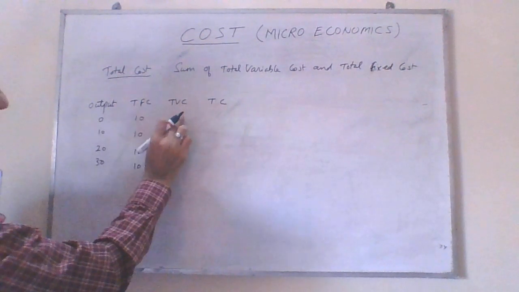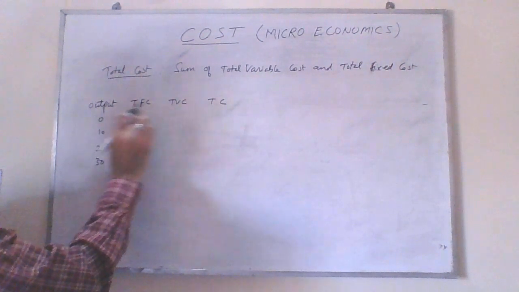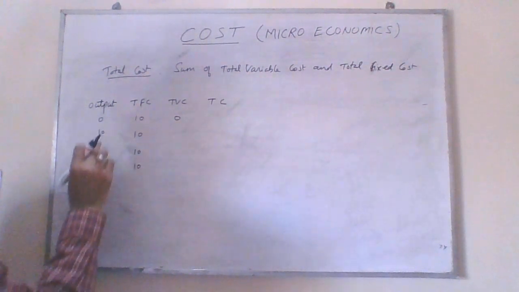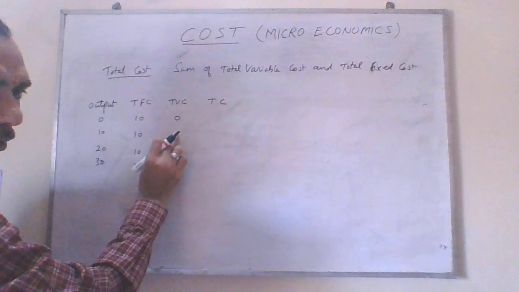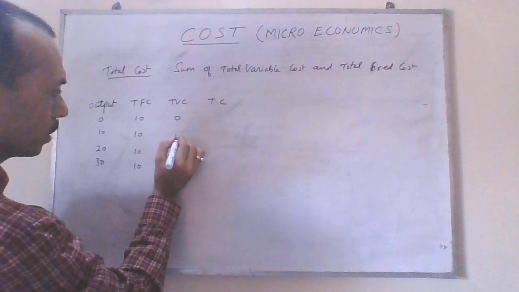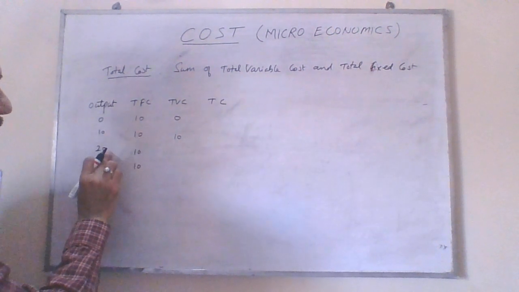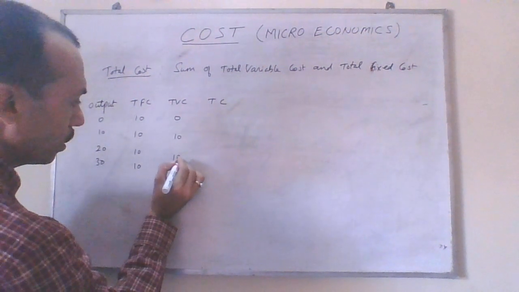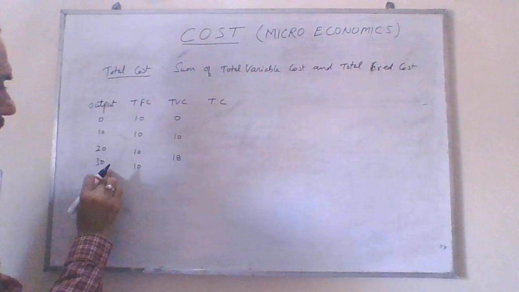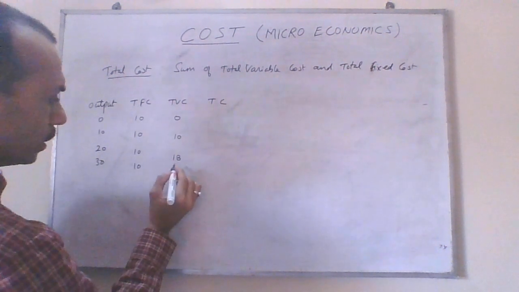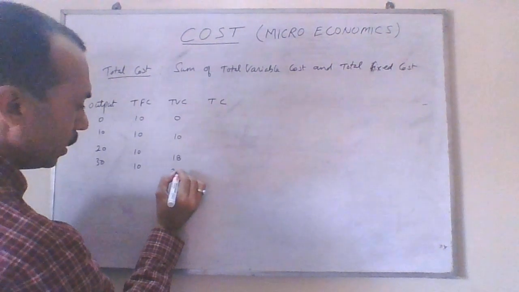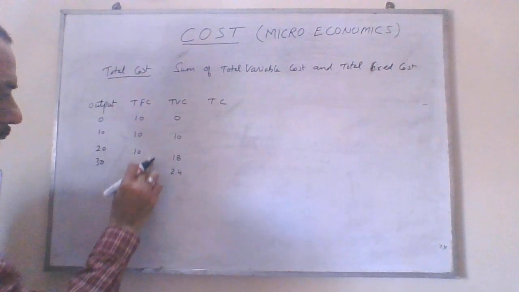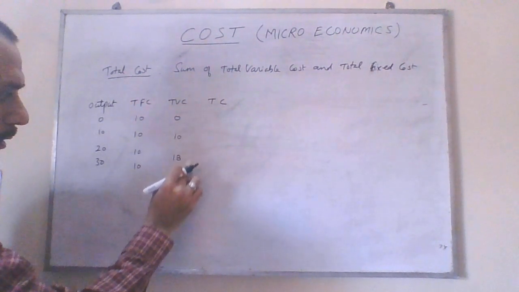Now total variable cost. Total variable cost directly depends on the output. When your output is 0, total variable cost is also 0. When your output increases, total variable cost also increases. Let it be 10. Again your output increases, total variable cost also increases. Let it now be 18. And again as output increases, total variable cost also increases, and now it is say 24. So as the total output is increased, total fixed cost remains unchanged, but total variable cost continuously increases.